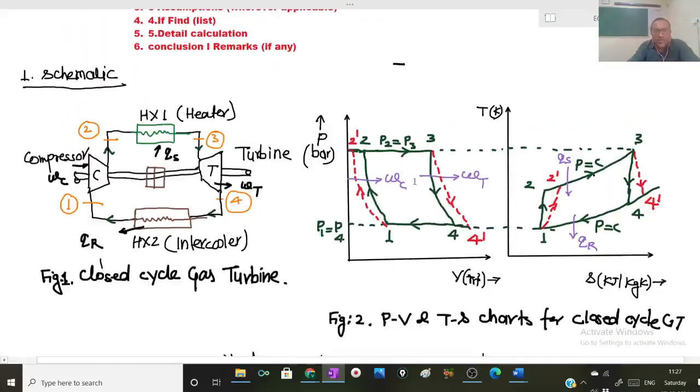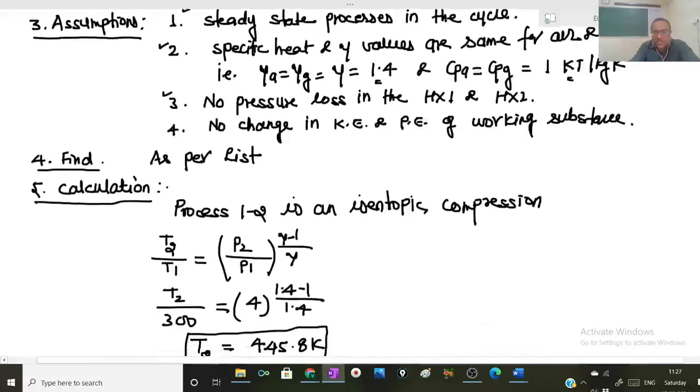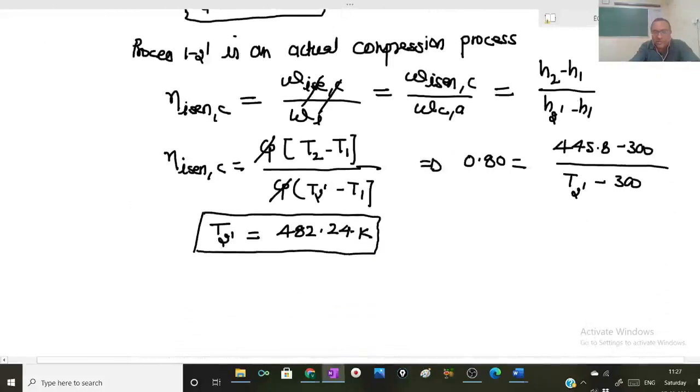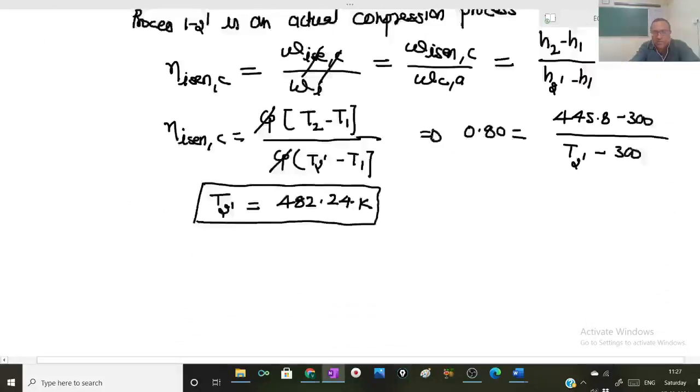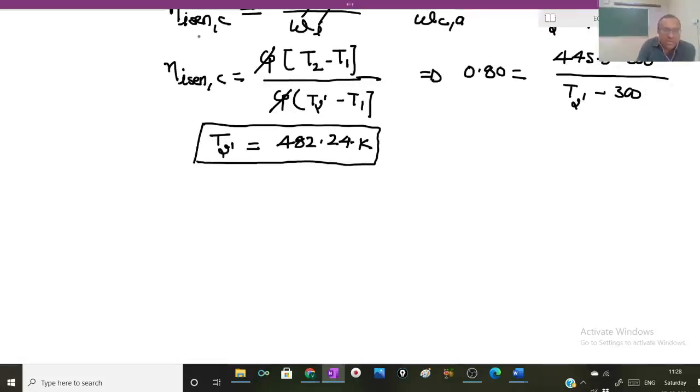Now next consider process 2-3, which is constant pressure heat supply. Is my pace okay, or must I slow down? Someone please confirm. Is someone listening?